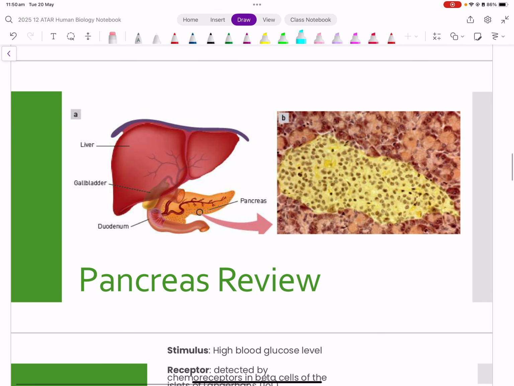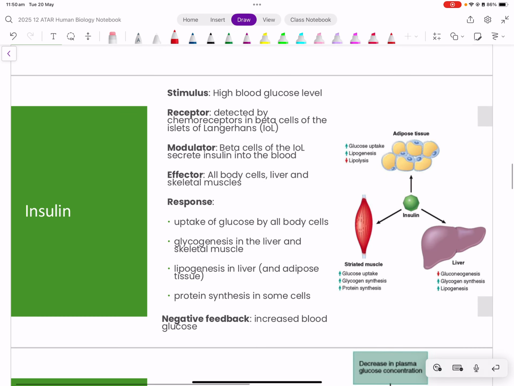So, everything is controlled by the pancreas, and the pancreas here is really important in control of two really important hormones known as insulin and glucagon, which we will talk about now. Within the pancreas, we have both alpha and beta cells, and it is these alpha and beta cells which are responsible for the release of insulin and glucagon. These alpha and beta cells are located within groups of cells known as the islets of Langerhans. So let's have a look at insulin to start.